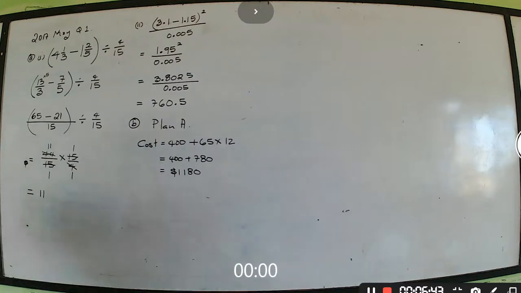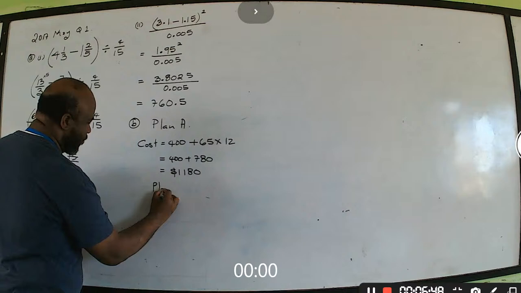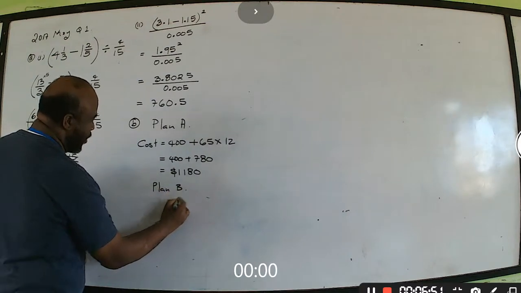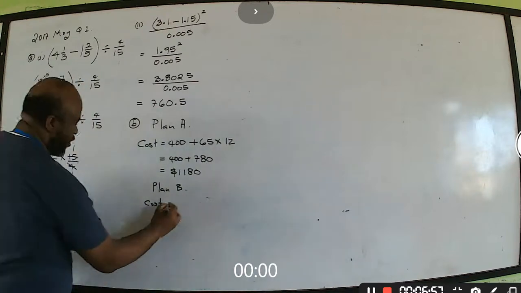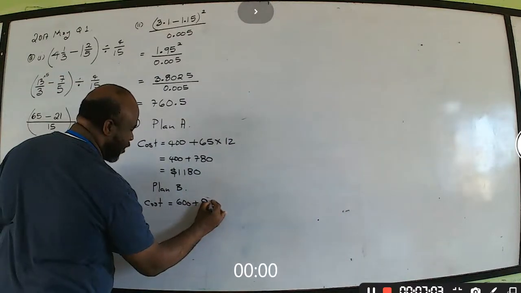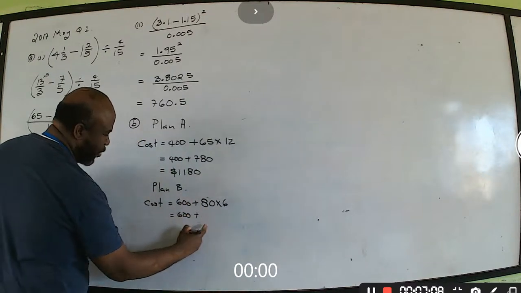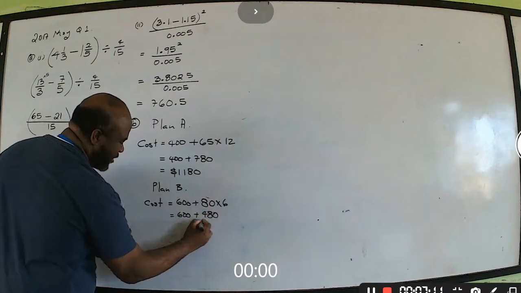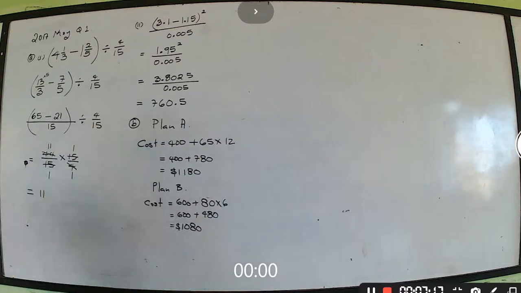Alright, so on Plan B, the cost: you have to make a deposit of how much money? $600. Then the person pays $80 every month for how long? For 6 months. Now this is 600 plus 480. How much is this? 1,080. Do you have to pay any additional money? You have to pay a 5% tax.